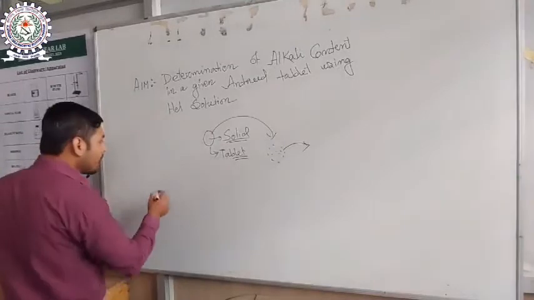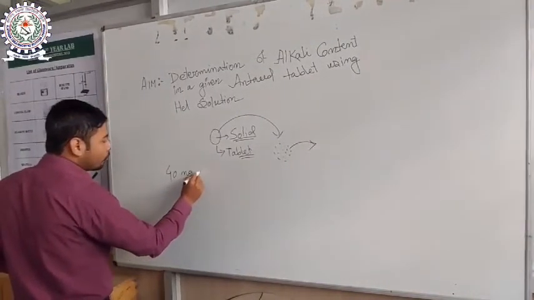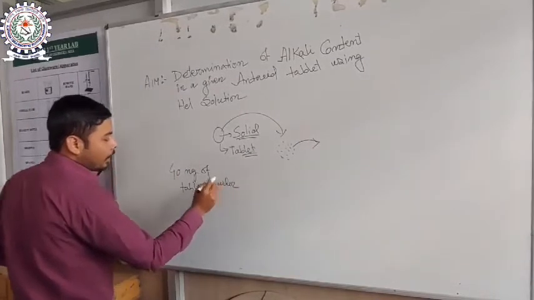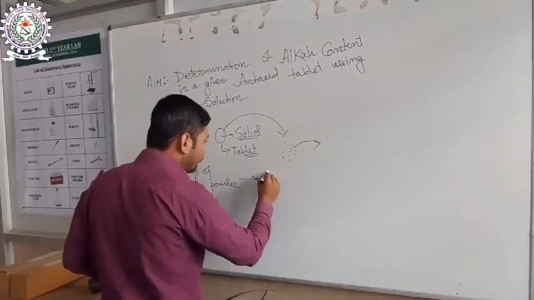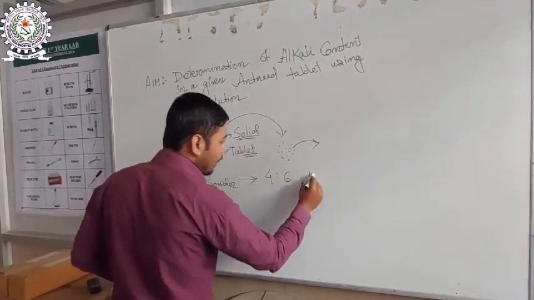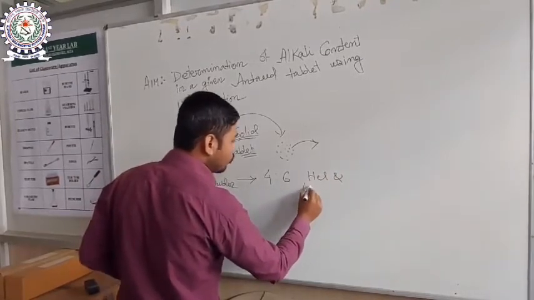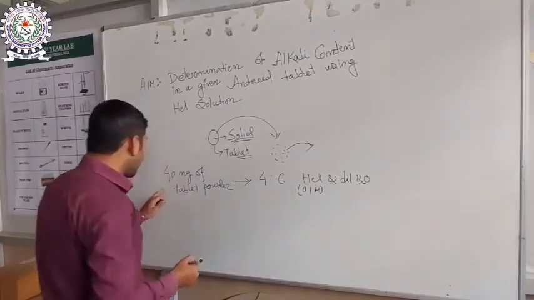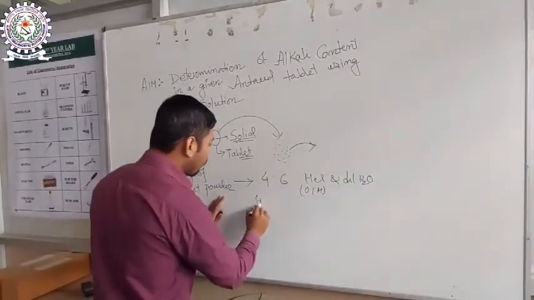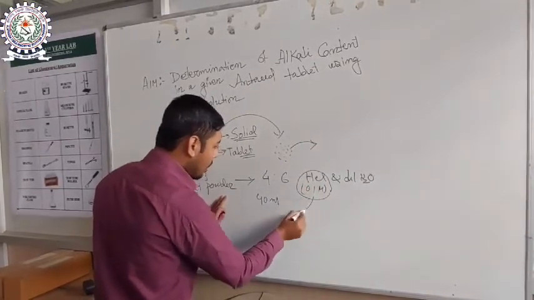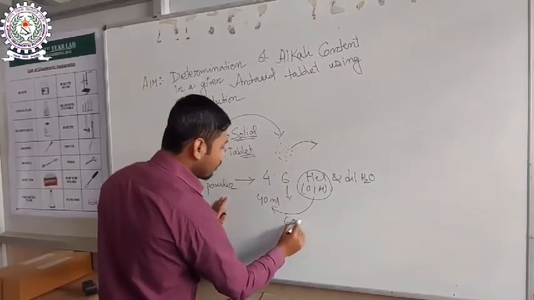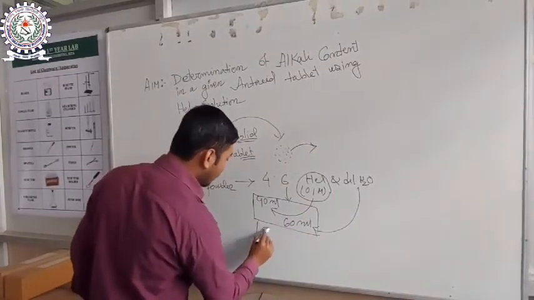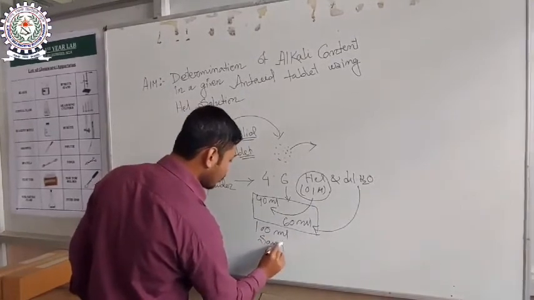The calculation is like this. You have to take 40 milligram of tablet powder and dissolve it in 40 ml of 0.1 molar HCl and 60 ml of distilled water, to prepare a total of 100 ml sample solution.